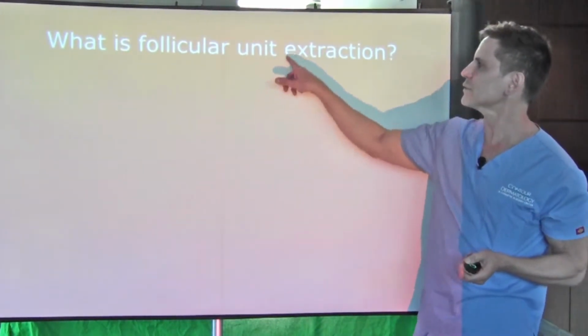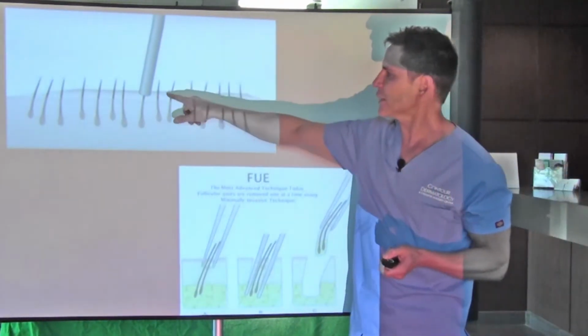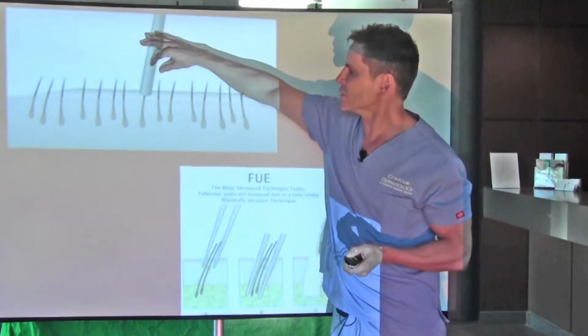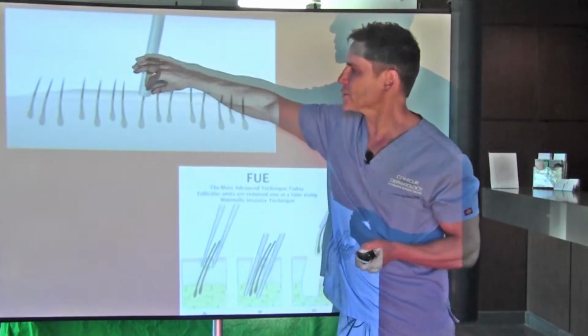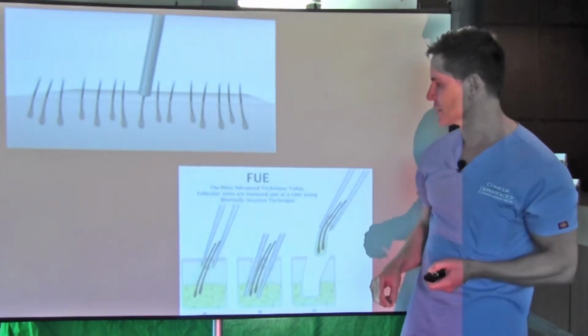And so what is follicular unit extraction? It's taking the hairs, these hair bulbs, and instead of taking a strip, we're taking little punches and punching out individual hairs, and then we're taking that punch, making a hole and placing it in the front of the scalp.